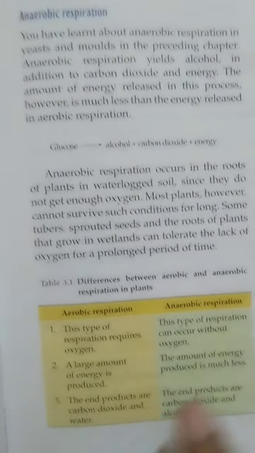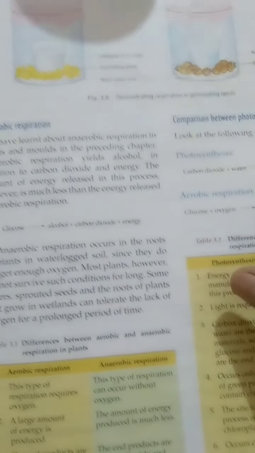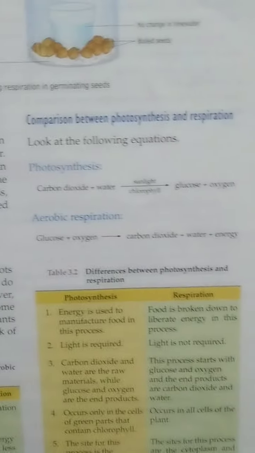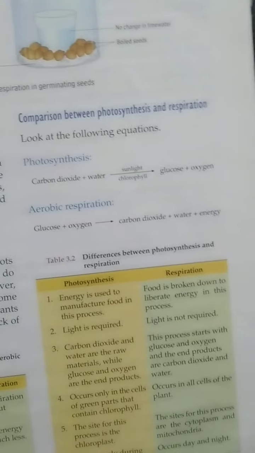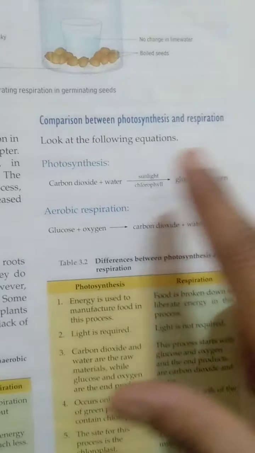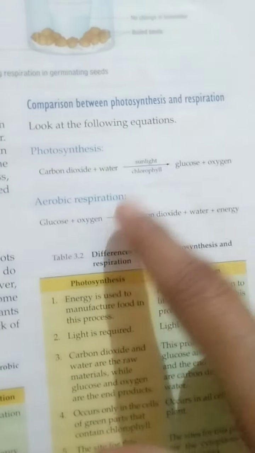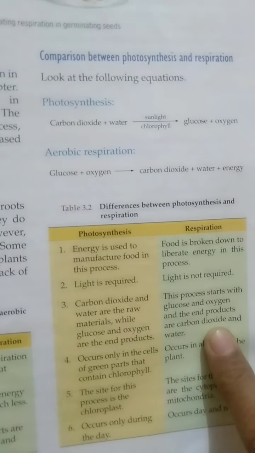Now students, you can see the differences between aerobic and anaerobic respiration in plants here. So you have to learn all these points. And here there is a comparison between photosynthesis and respiration. Now there is one question in your back exercise, the comparison between photosynthesis and respiration. In that question I have already told you that you have to write the chemical equations for photosynthesis and respiration. Now there are some points of difference between photosynthesis and respiration. This also you have to learn.